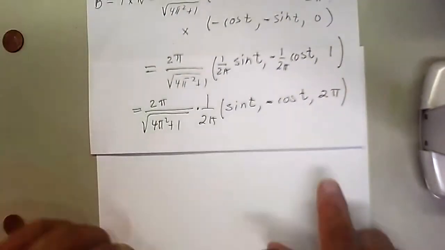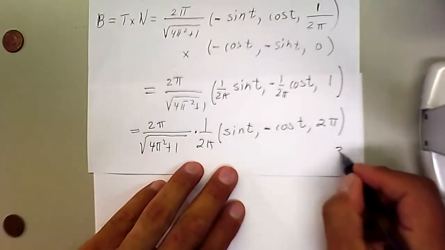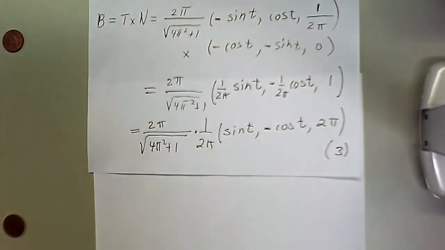So let me write down the 3 vectors. Well, actually, I'm going to keep them here. This is 3, formula 3. And let me double check with the work I did earlier.